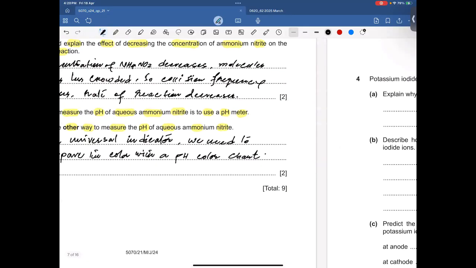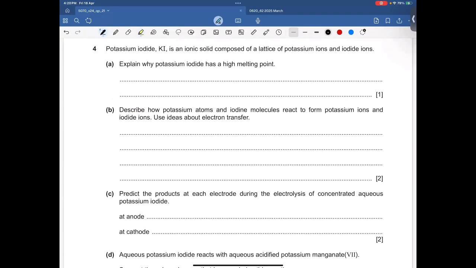Okay. Question number 4. Potassium iodide is an ionic solid. If it is an ionic solid, it has a high melting and boiling point because it exhibits a giant crystal lattice structure with strong ionic bonding. So it consists of potassium ions and iodide ions. Explain why potassium iodide has a high melting point. That was the expected question.